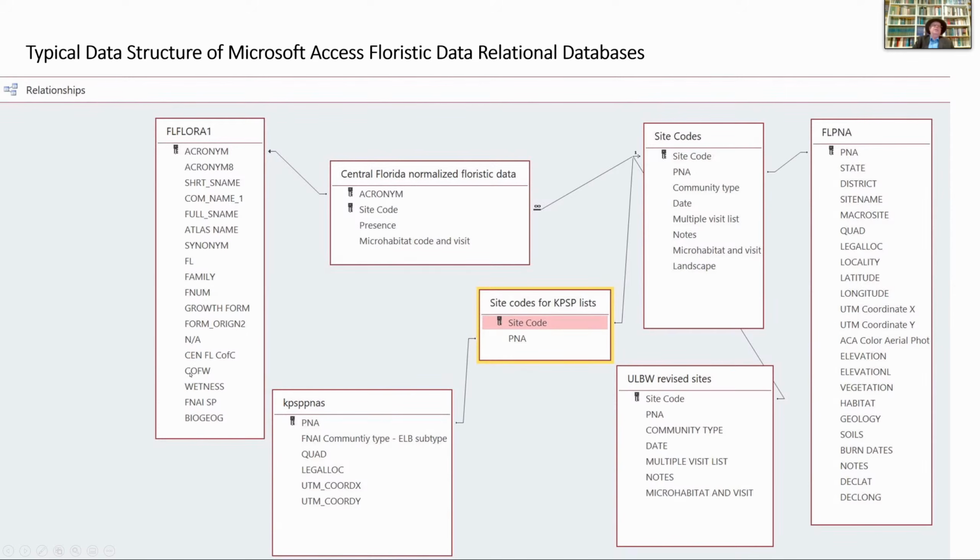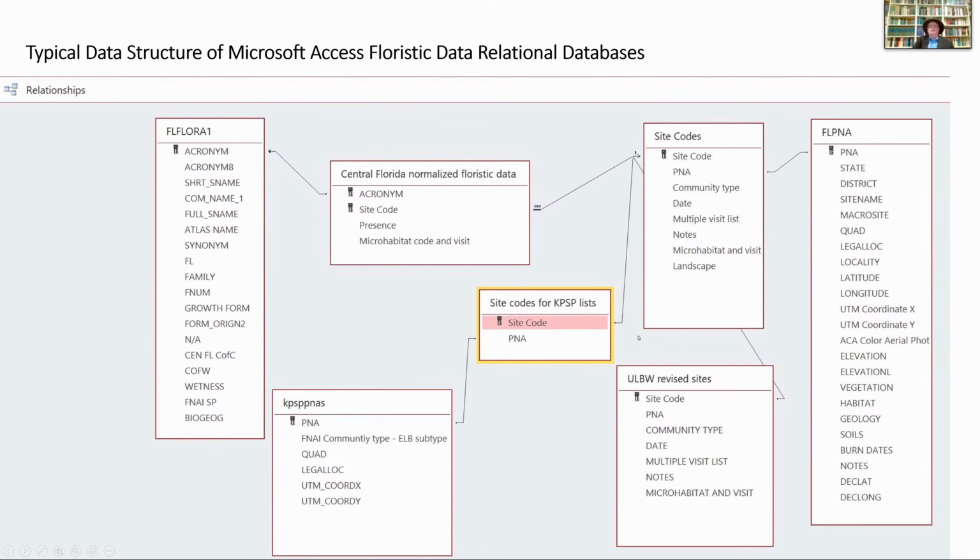Those link to a list of the entire flora and information about each species, to a list of those site codes and information about the date and the community type and other information about that site code and how it was surveyed. And that gets linked to information about the site itself, which incorporates multiple site codes from a single natural area or a single survey polygon.